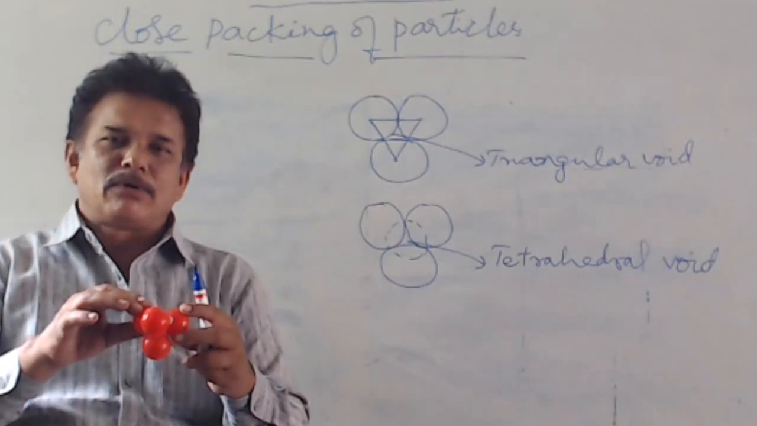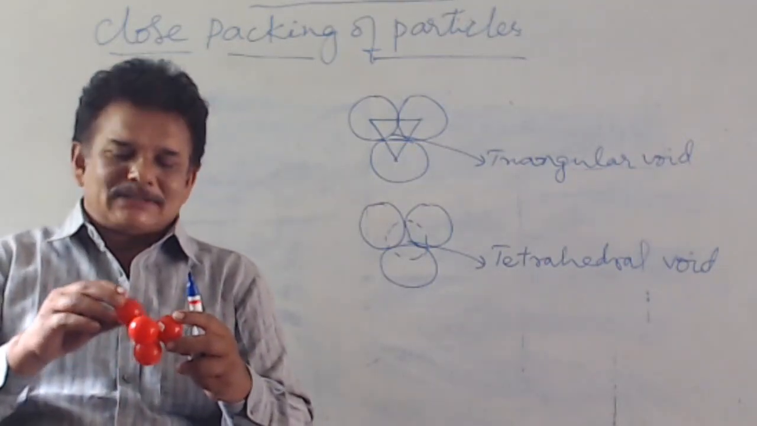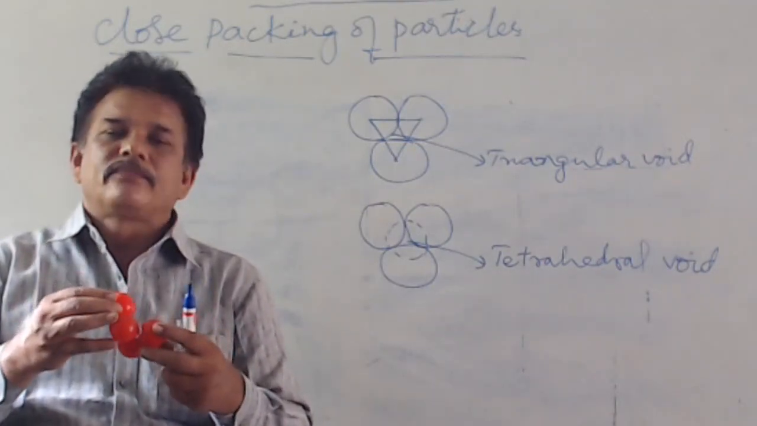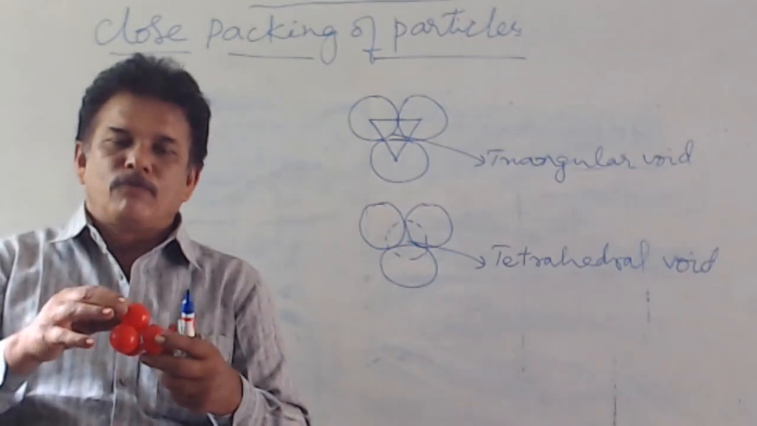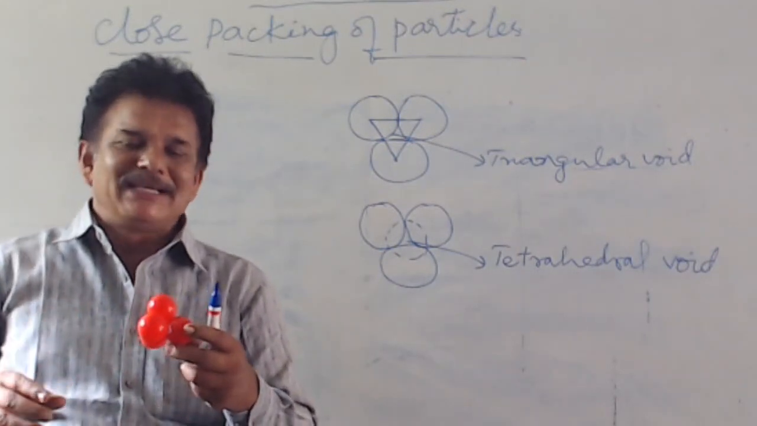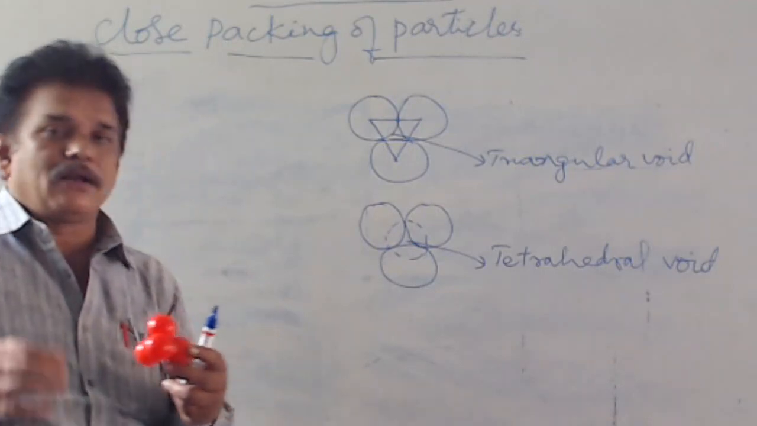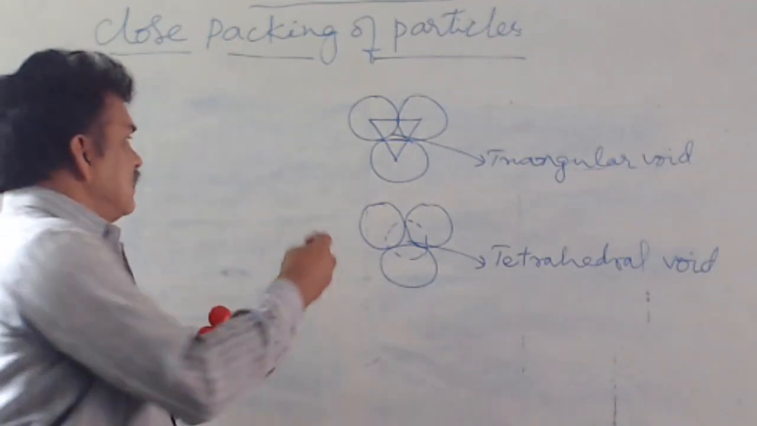Okay, this is about the tetrahedral void. So the void formed by four spheres in three-dimensional mode is called a tetrahedral void. So this is another type.